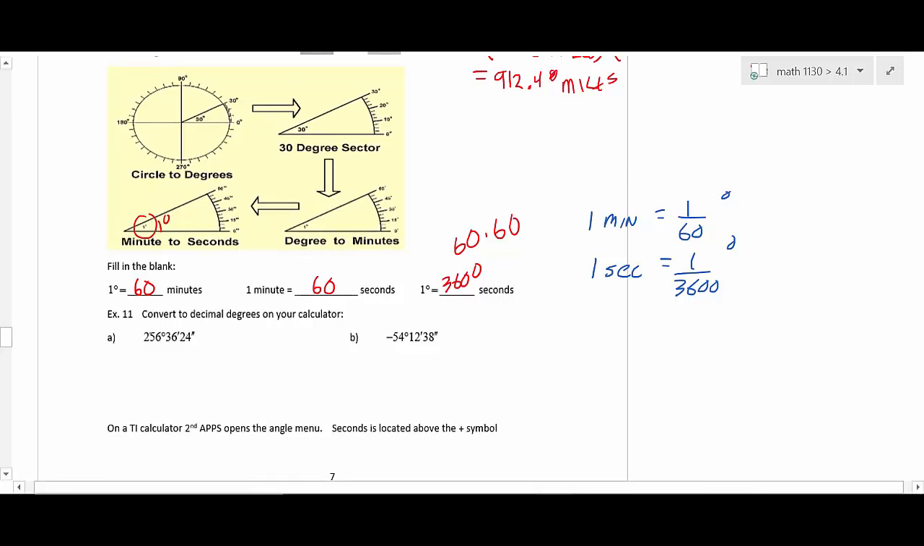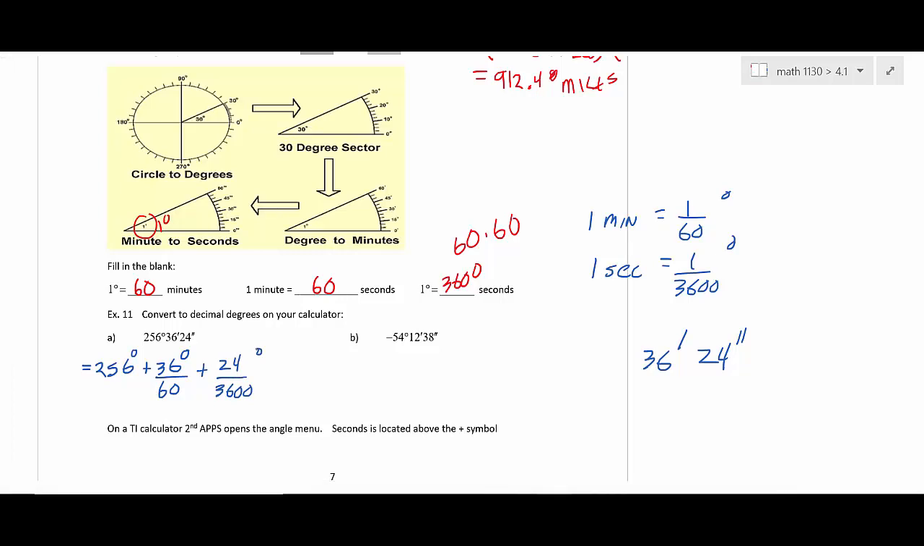Whenever you see this symbol with 1 tick mark, that's minutes, and 2 tick marks, that's seconds. So this is saying 256 degrees, 36 minutes, 24 seconds. This is what you want to write on your paper: 256 plus 36 out of 60, because there are 60 minutes in a degree. That's 256 degrees plus 36/60ths of another degree, and then you do 24, not 60, but 24 over 3600ths. That's a fractional part of a degree because it's minutes, and that's a fractional part because it's seconds.